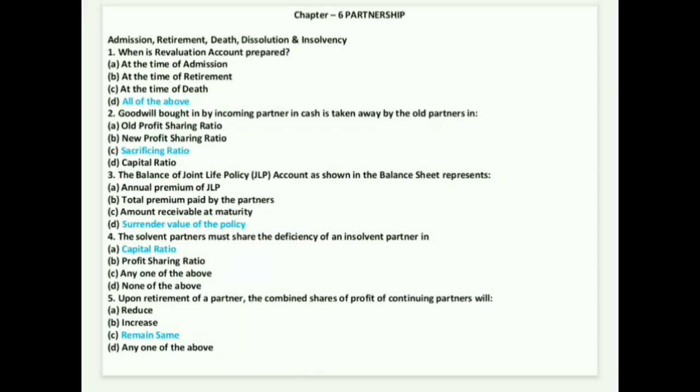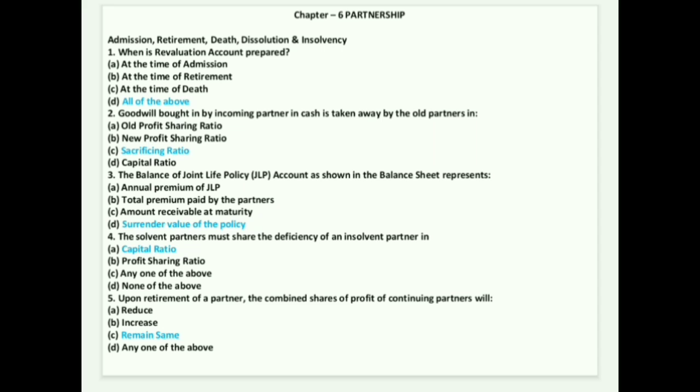Let's talk about chapter 6, partnership: admission, retirement, death, dissolution and insolvency. So let's start with question 1: when is a revaluation account prepared? At the time of admission, at the time of retirement, at the time of death, or all of the above. Well guys, a revaluation account is prepared at the time of admission, at the time of retirement, and at the time of death. If someone asks you about the revaluation account, you must say all of the above is the correct answer.